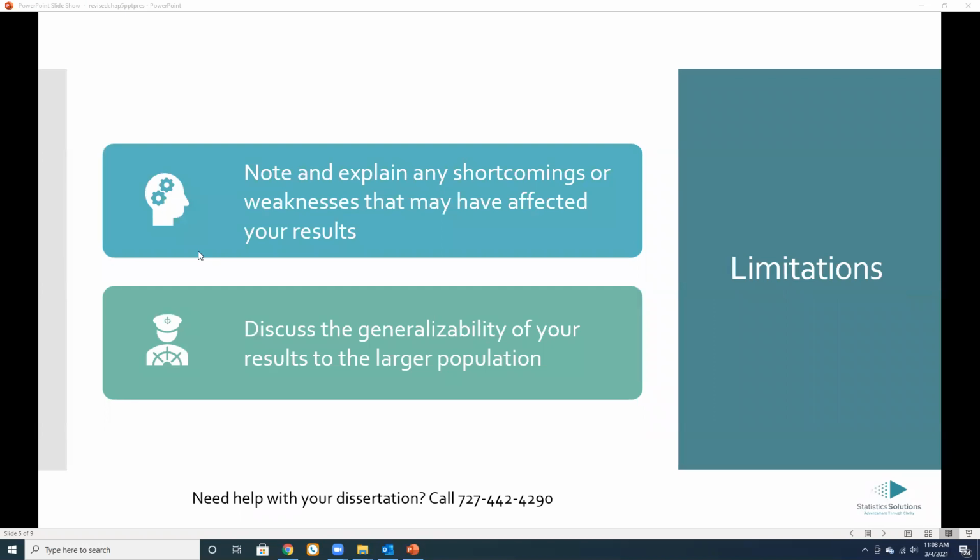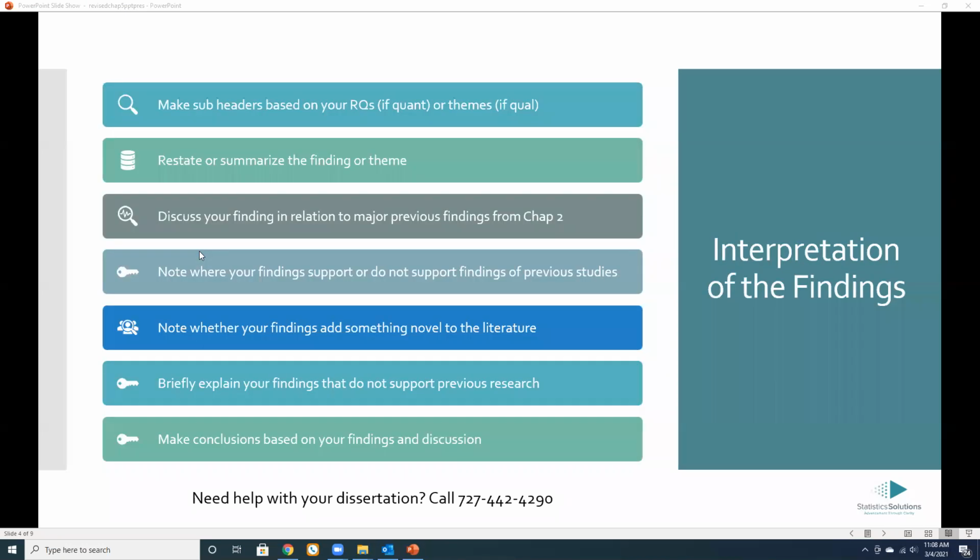Okay, yeah, and let me go back to interpretation of the findings real quick. We talked about setting up for quantitative, setting it up for qualitative. Sometimes folks have mixed method studies. Similar kind of approach. Obviously, you want to hit both your quantitative findings and your qualitative findings.